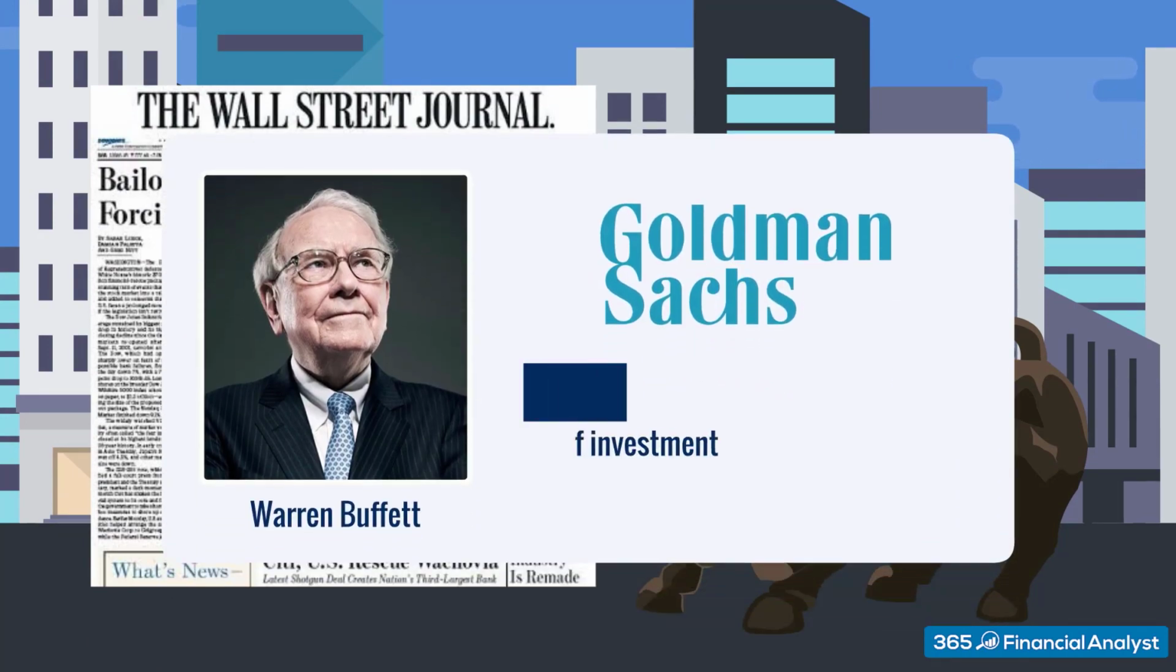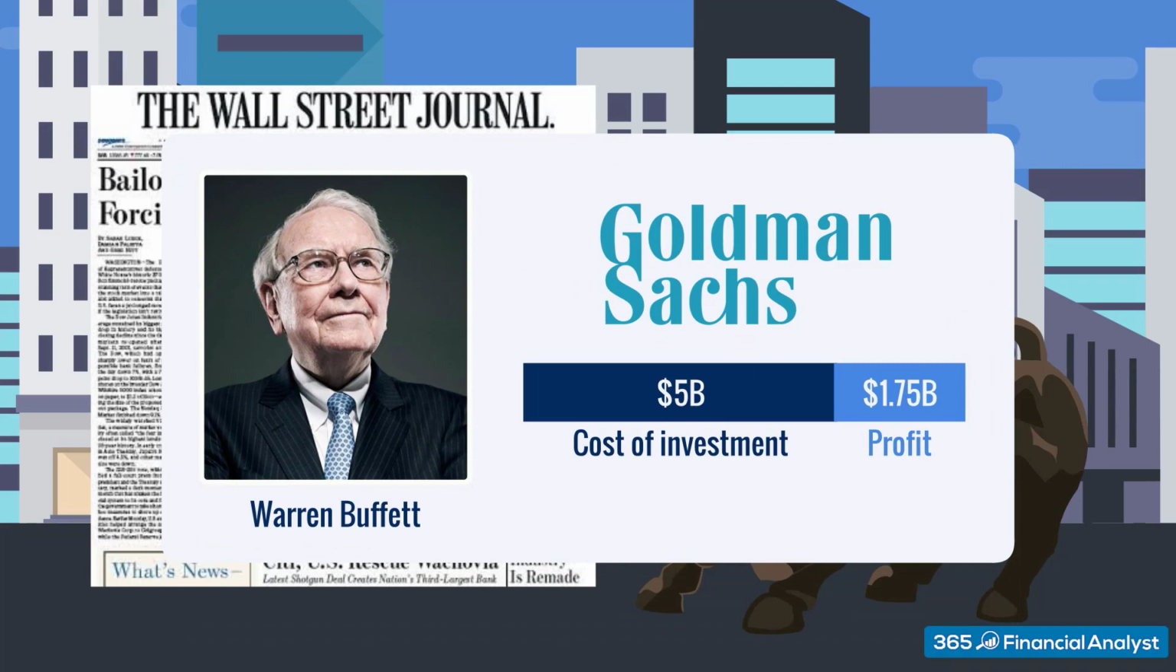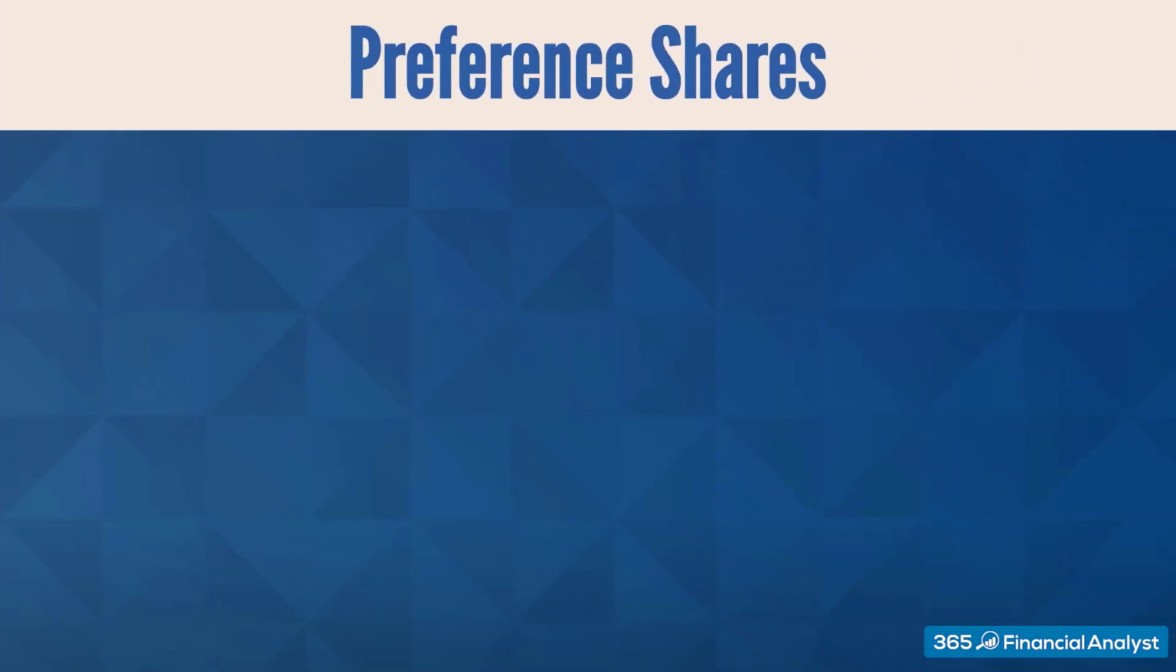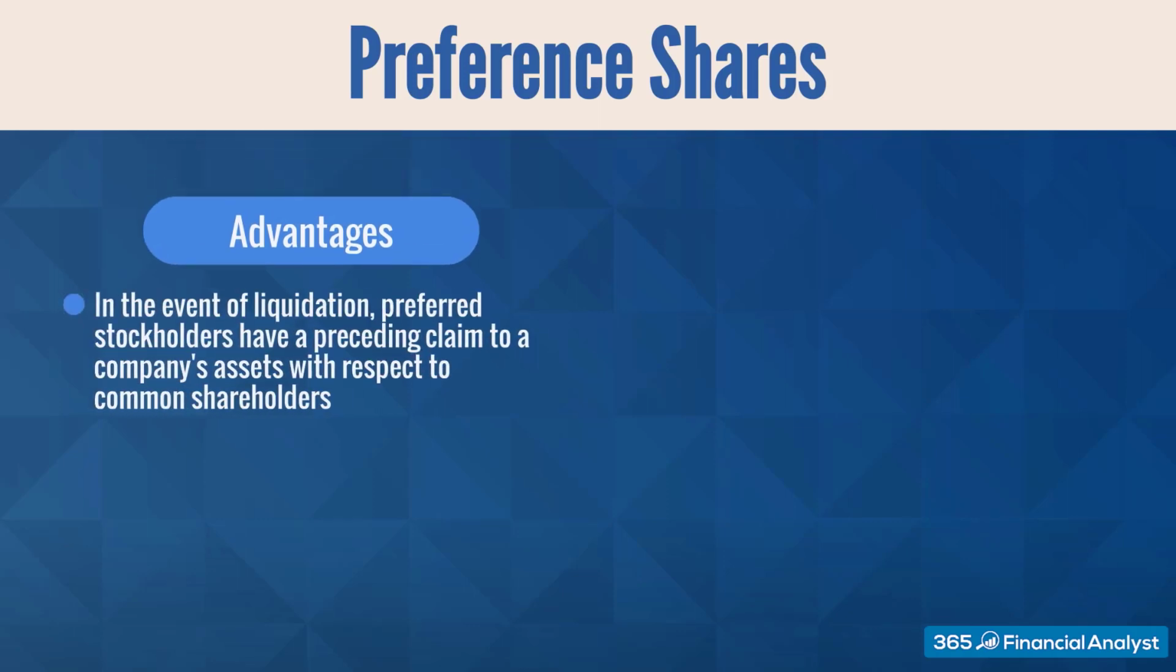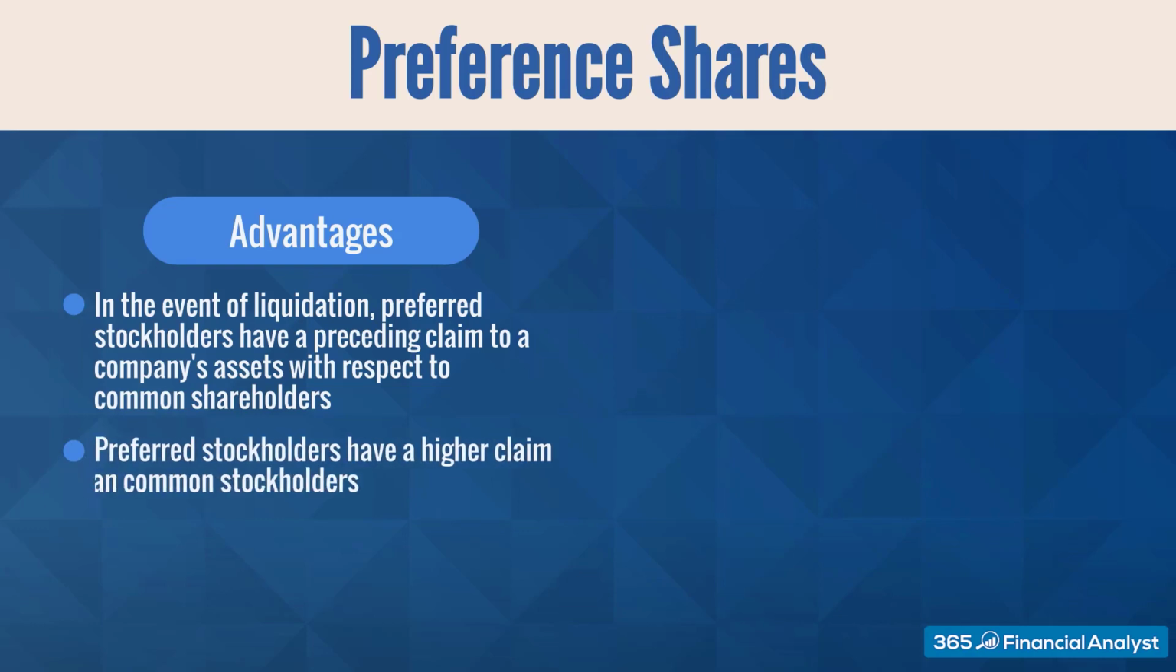By investing $5 billion in preferred stocks of Goldman Sachs, he made about $1.75 billion, realizing a 35% rate of return. Not bad for a single bet, right? In a sense, preferred means that firms offer such investors additional insurance. If the company becomes financially insolvent, preferred stockholders claim on assets before common shareholders do.